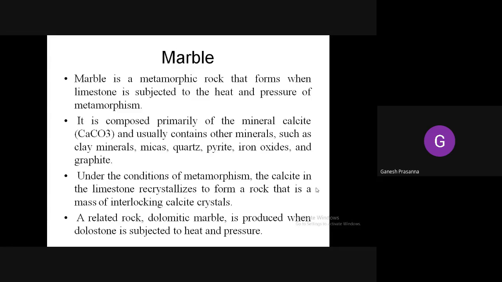Okay, so calcite is calcium carbonate, which contains other minerals like clay minerals. It also contains some amount of quartz, micas, pyrite, iron oxides, and graphite. So under these conditions of metamorphism, the calcite in the limestone recrystallizes to form a rock that is a mass of interlocking calcite crystals.